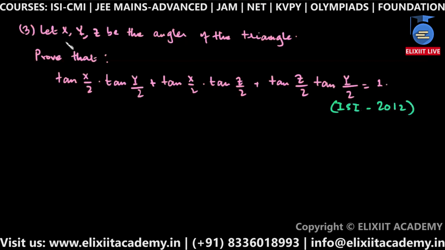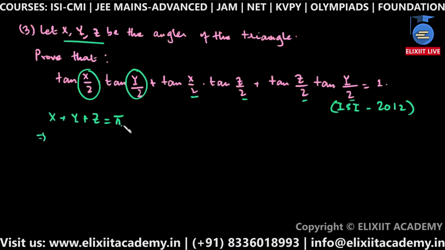First of all, x, y, z being the angles of the triangle means x + y + z = π. Instead of writing this, they simply mentioned that x, y, z are the angles of the triangle. Definitely the sum of the angles of a triangle is 180 degrees. All of you know this basic fact. Now you have x/2 in the angles, so you have to carefully observe the angles of these tans.